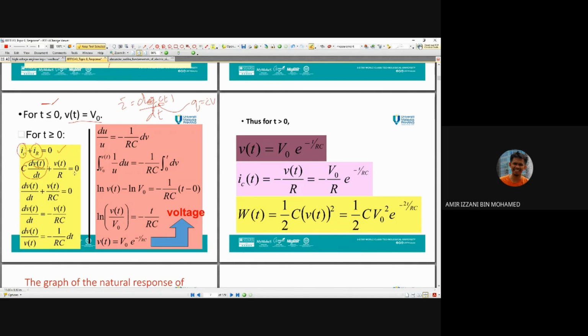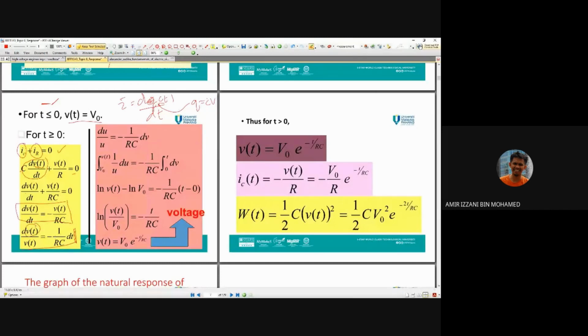So it must equal R. We move the equation around, C to the right side, and finally we get this equation, and this is the last one. So we have dV(t) over V(t) equals minus 1 over RC dt.